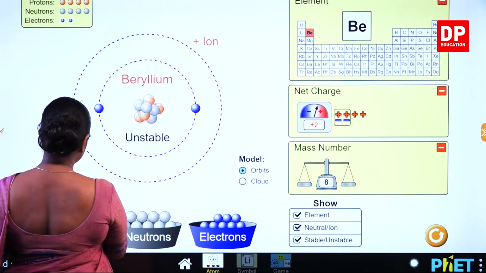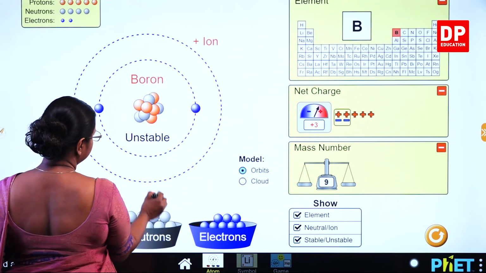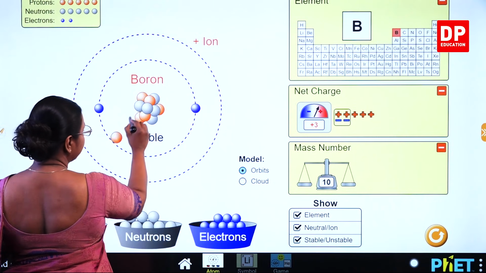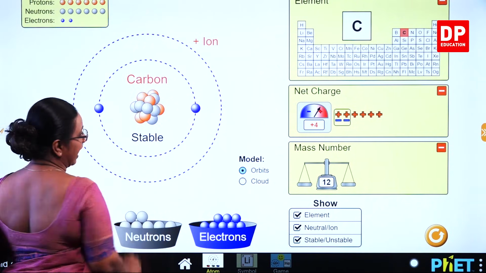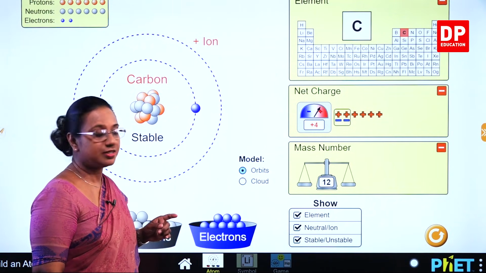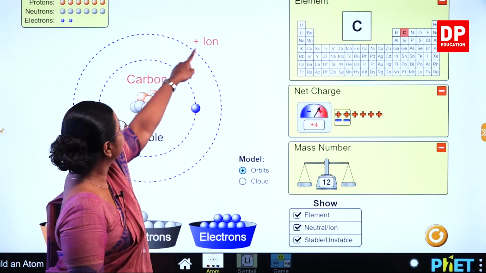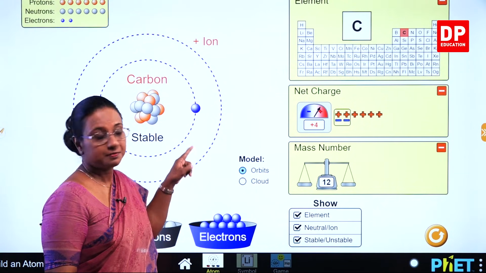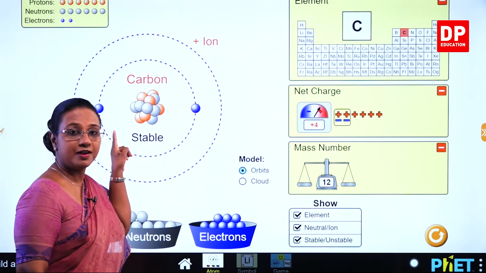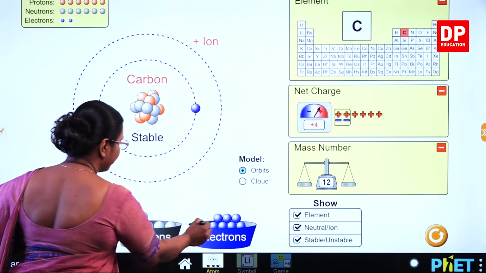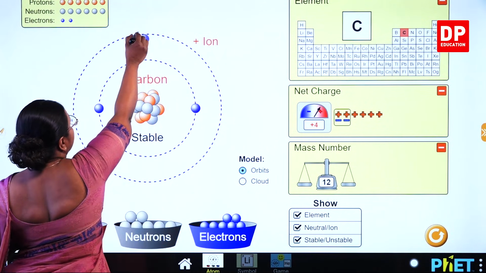You can see the mass number changing. And finally, when we add 6 protons and 6 neutrons, the mass number becomes 12. But the charge is there. We don't have enough electrons. I'll have to add electrons.